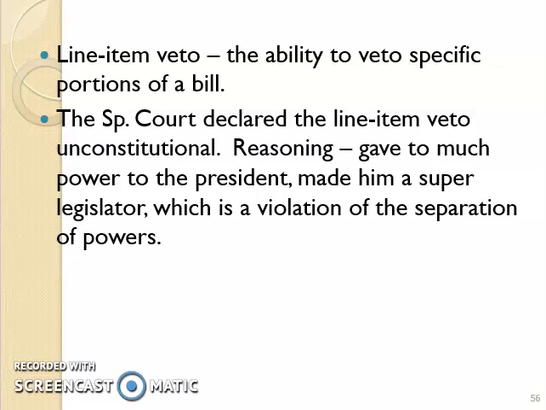The line item veto is a power that most state governors have, which allows them to line out just a single line or a few lines or a bunch of lines in a bill without having to reject the entire bill. So a lot of people thought this was a good idea, to give the president this power of line item veto, to line out specific portions of the bill.